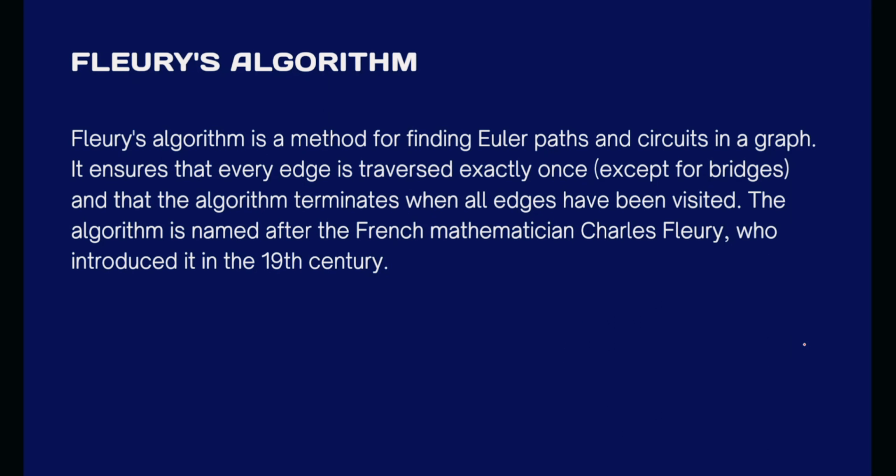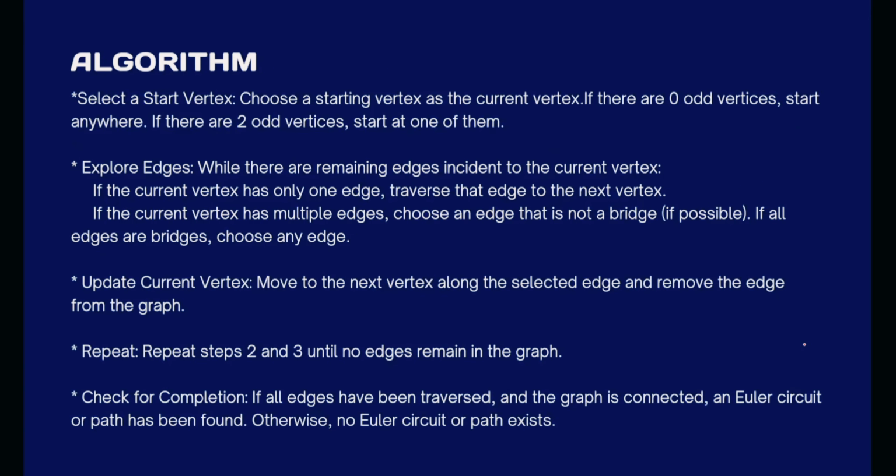Now let us understand Fleury's algorithm. It is a method for finding Euler paths and circuits in a graph. It ensures that every edge is traversed exactly once except for bridges, and that the algorithm terminates when all edges have been visited. Now let us see the steps to find an Euler path or circuit in a graph.